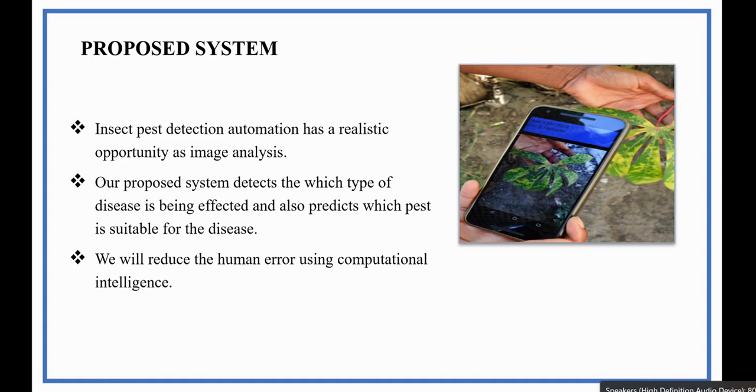The proposed system detects both pests and diseases. It minimizes human error and offers accurate prediction using deep learning, especially VGG16. This helps farmers take action before pests cause significant damage.